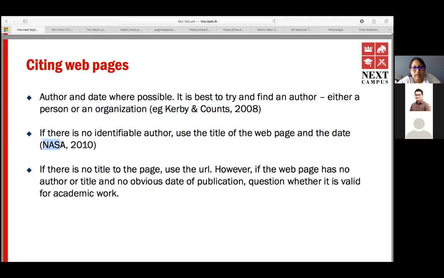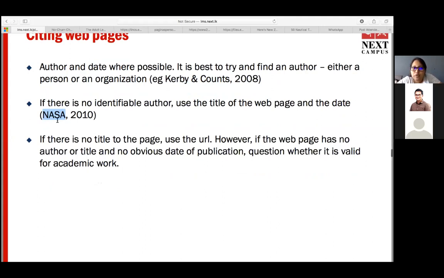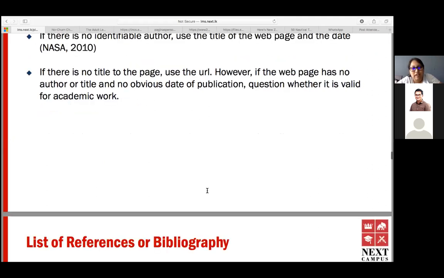Like this, you read something from NASA, you don't know who said it from NASA, but you know that website is run by NASA, so that means they become the author of the website, right? If there is no title to the page, let's say you're just reading something, no author, you can't find out who owns the website, then you can use the URL. However, don't go there, right? Always try to find things where there is an author, or at least where you know that it's a company, or the owners of the website, right?